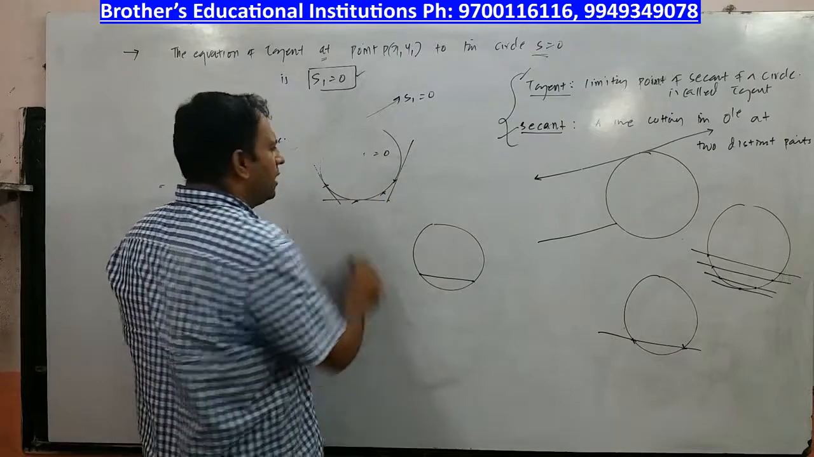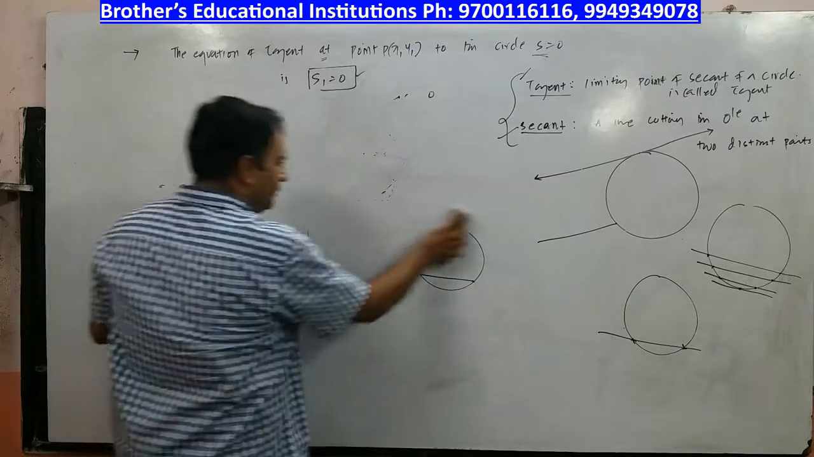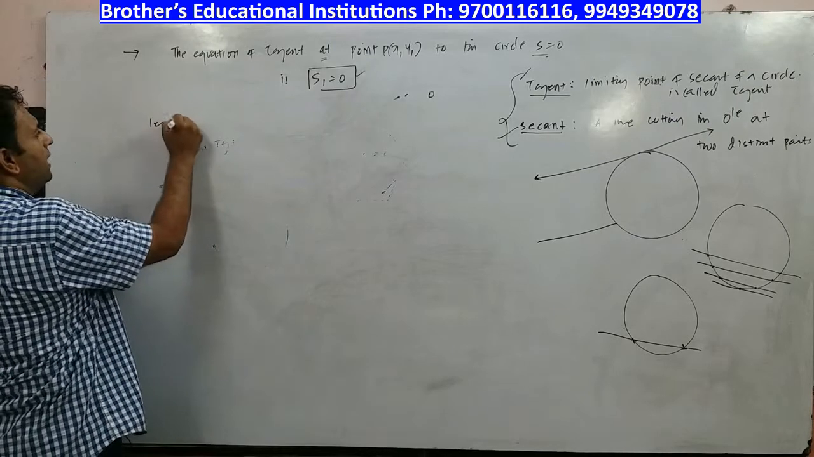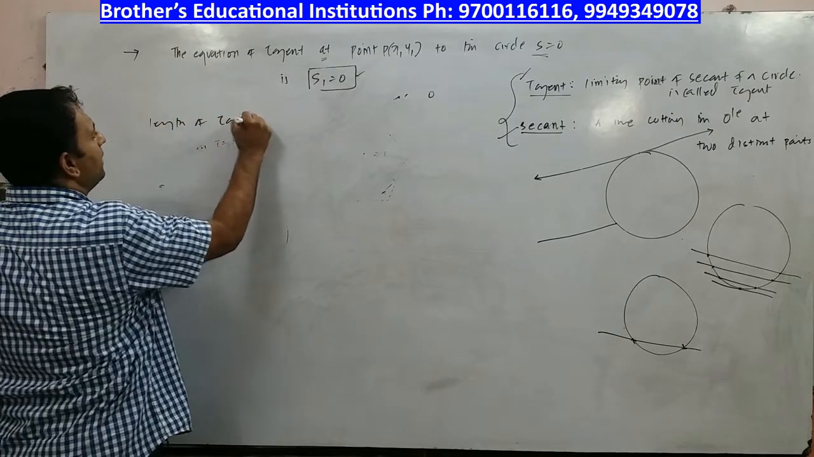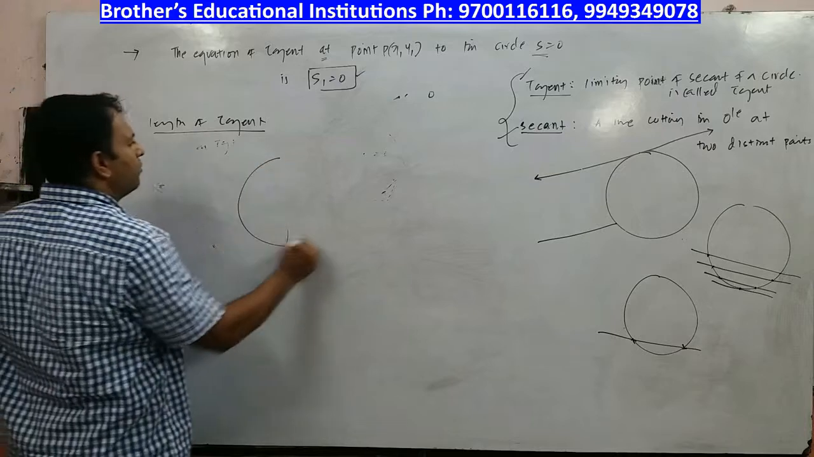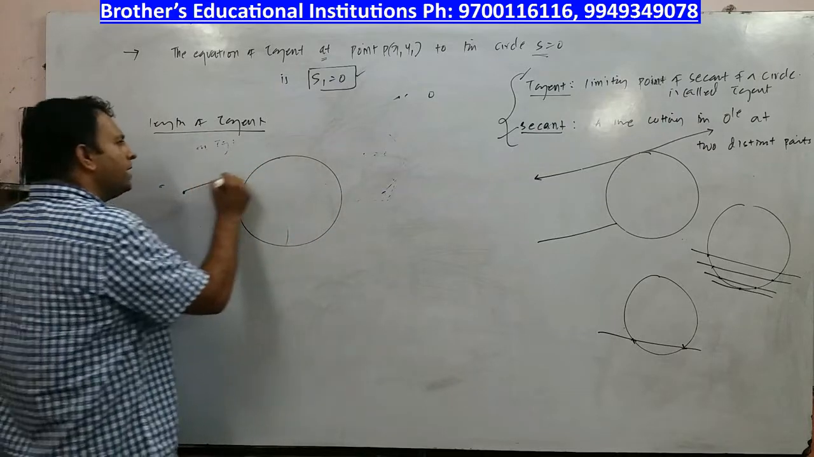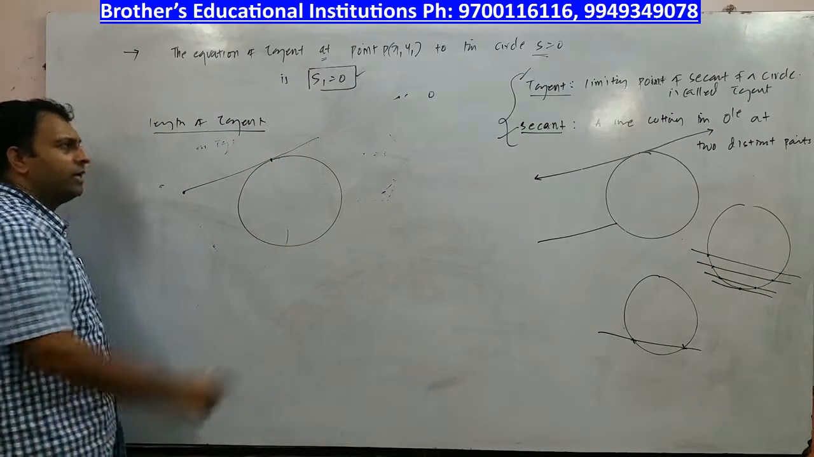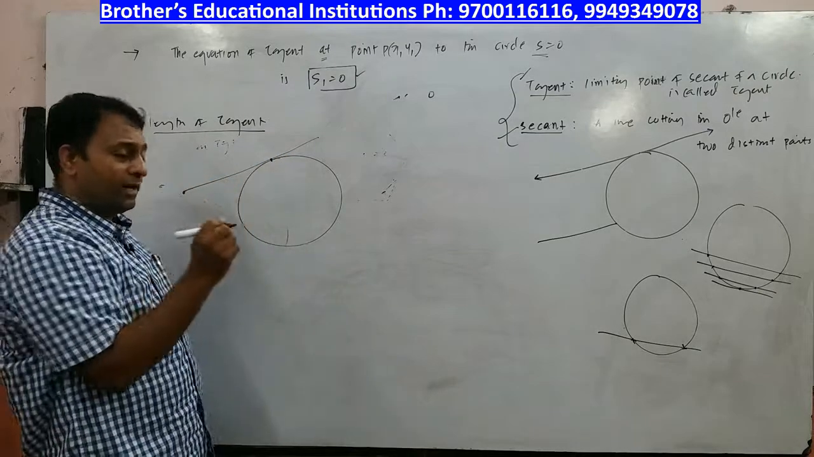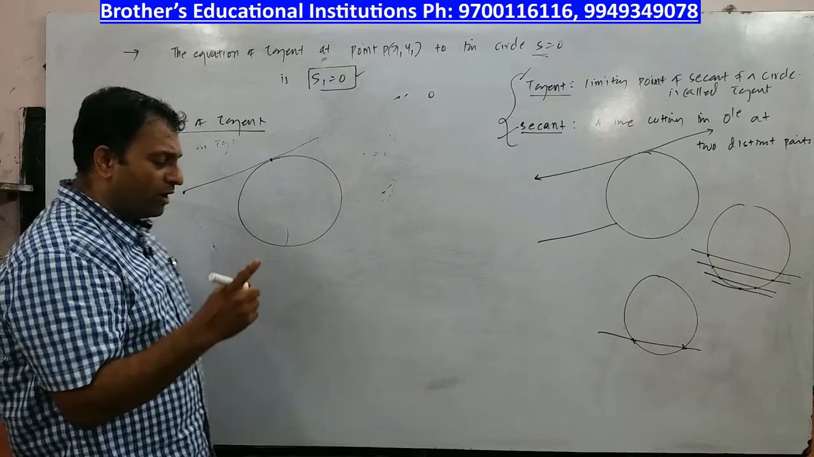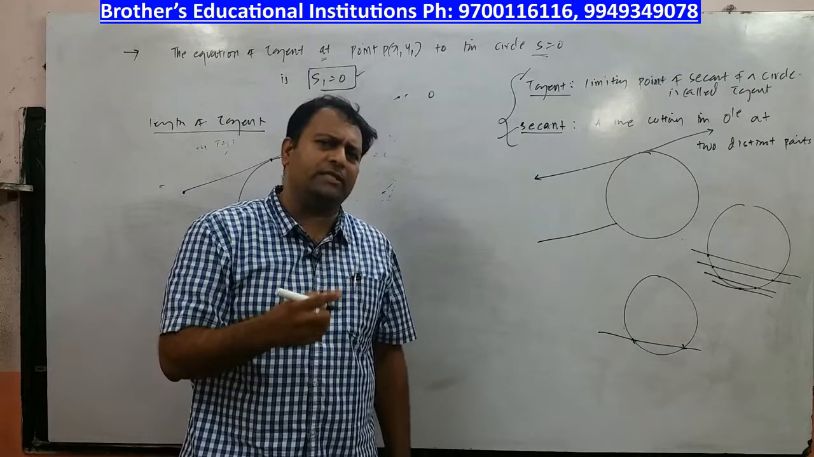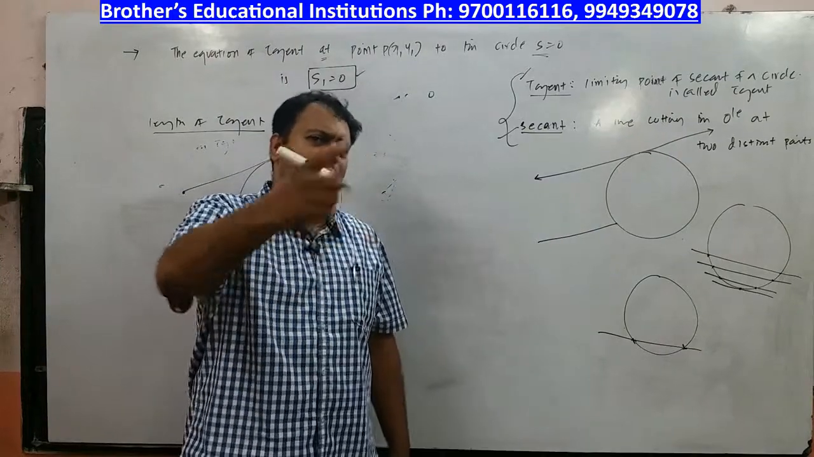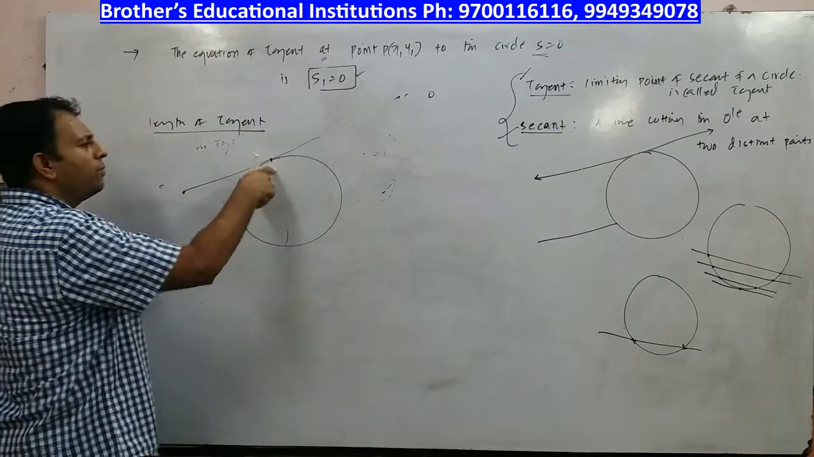I'll try to understand what length of tangent is. Let me define what length of tangent is. From this point I draw a tangent, right? And this is touching at this point. And you know what this point is called? Point of contact. What is the definition of point of contact? Point of contact of a tangent is nothing but the point where the tangent meets a circle. So this is called point of contact.